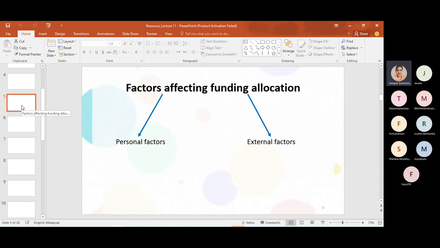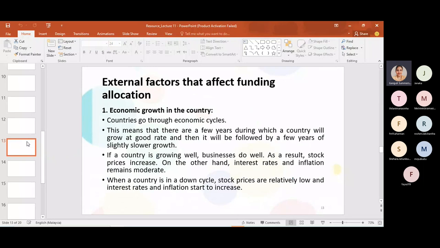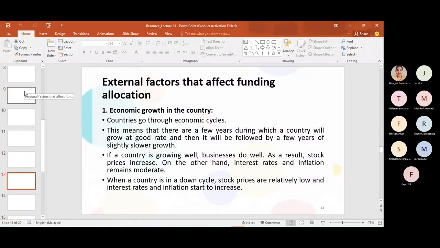Okay, so these factors we can categorize into two groups: personal factors and external factors. First of all, we are going to talk about personal factors.